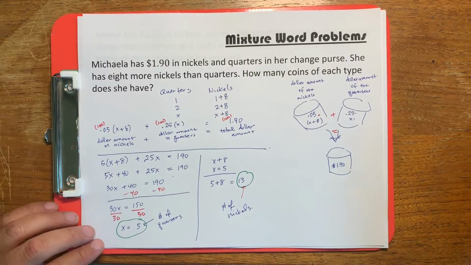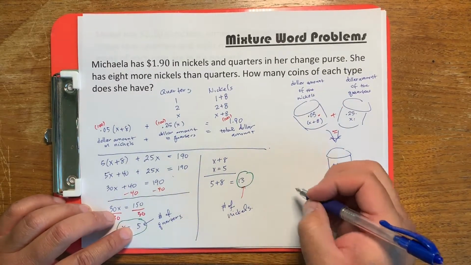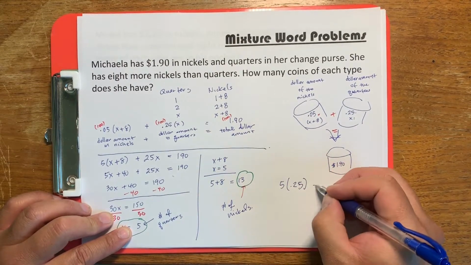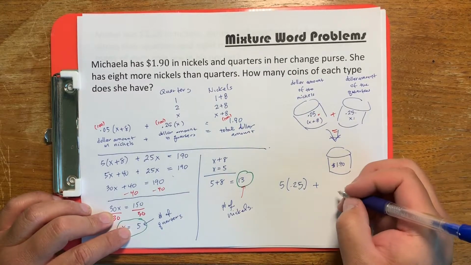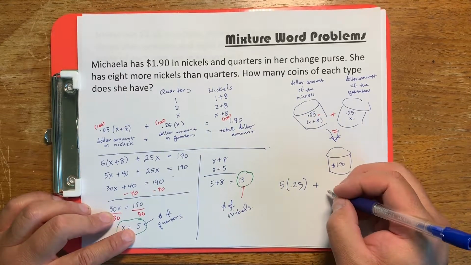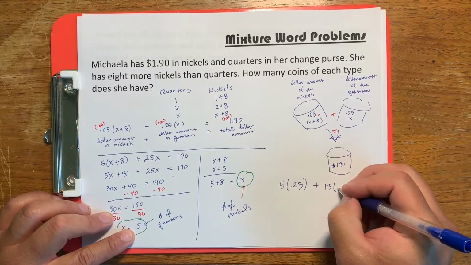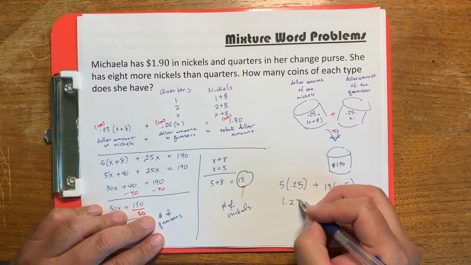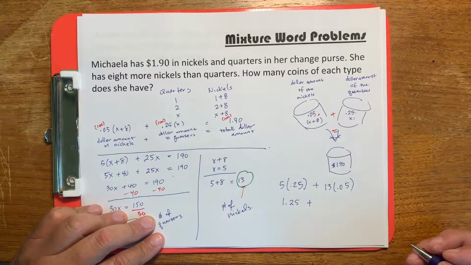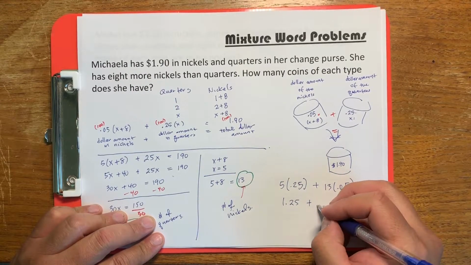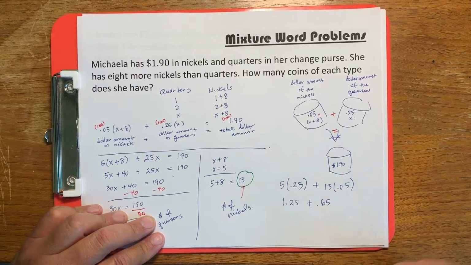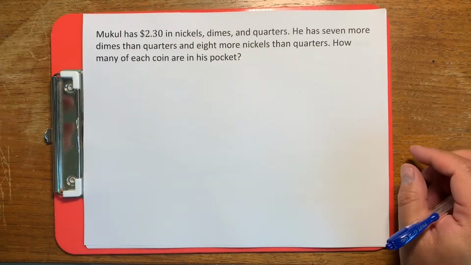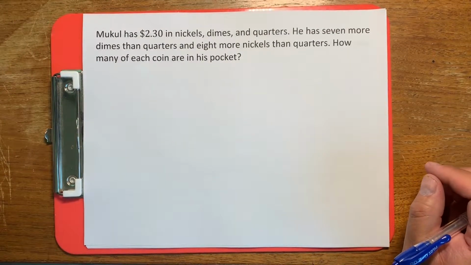And if we wanted to test it out, we could just use common sense. If I have 5 quarters and I have 13 nickels, do I get $1.90? I don't know, let's see. I get $1.25 here plus right there, that is 65 cents. If I add them together, I get $1.90. Looks like it works.